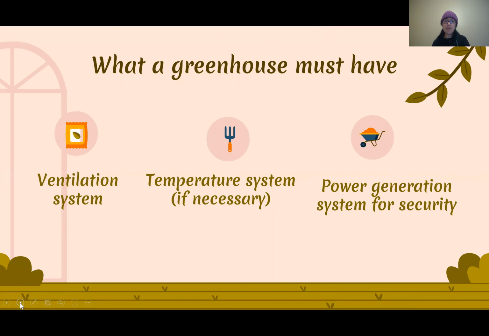A greenhouse must have its own ventilation system. If necessary, it must have its own temperature system in case you don't want to depend completely on the sunlight that is getting to the plants. And for security, you must have a power generation system, because in case the energy goes down, you will be able to keep the temperature correct as well as the watering, among other things.